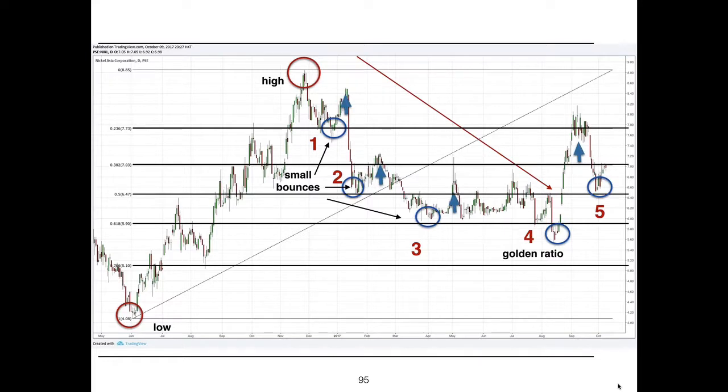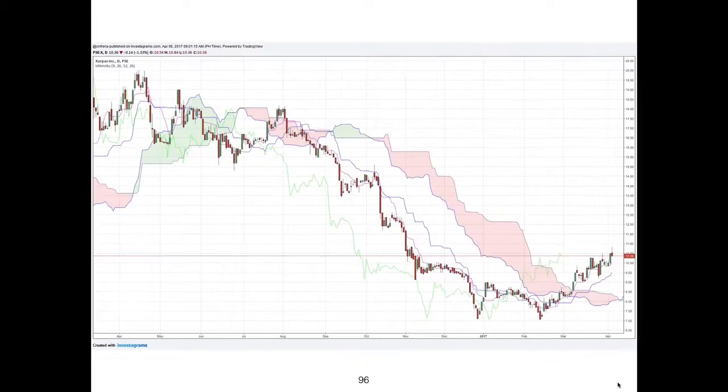So this was the last bounce that resulted in a strong movement for Nickel Asia. So let's look at the chart of X once again. Here's how we combine Ichimoku and Fibonacci to find confluences. If you bought shares at the low near 7, you're looking for a price where you could sell your shares.